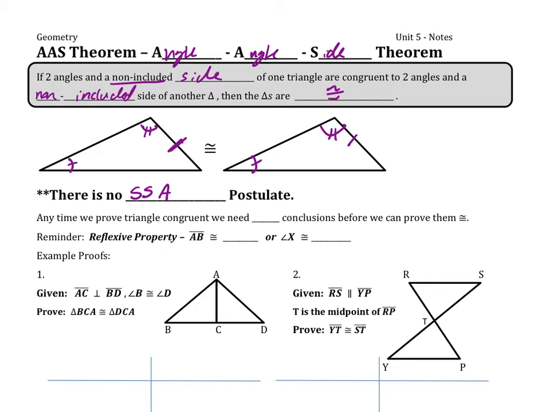So anytime we prove a triangle congruent, we're always going to need three conclusions before we can prove them congruent, right? All of these triangle congruency postulates have three pieces to them, talking about sides and angles. What we're going to do next is actually go ahead and prove some things. We're going to prove that two triangles are congruent using these postulates.